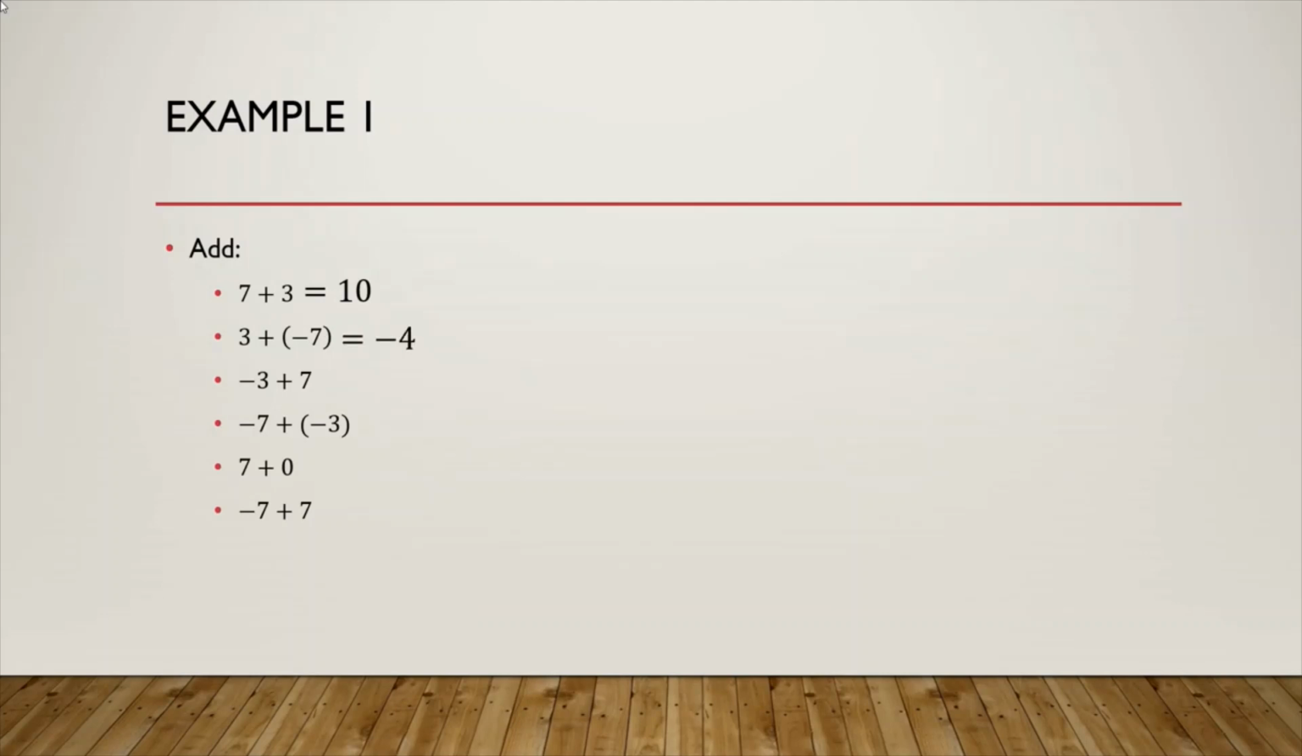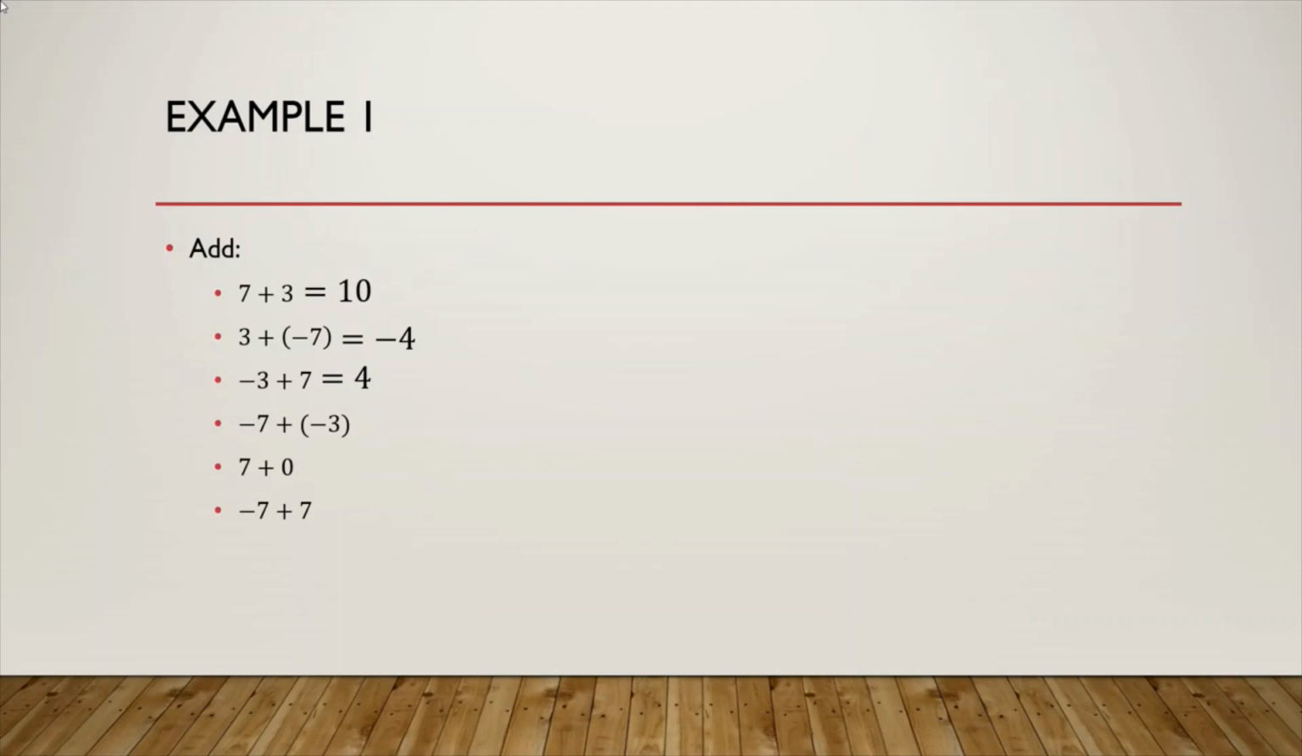Negative 3 plus 7, again, the signs are different, so it's going to be 4. But this time, the 7 is positive, and that's the larger number out of the two. And I know that positive numbers are always larger than negative numbers, so when asking that question, you ignore the sign. So 7 is positive, so the result is going to be a positive 4.